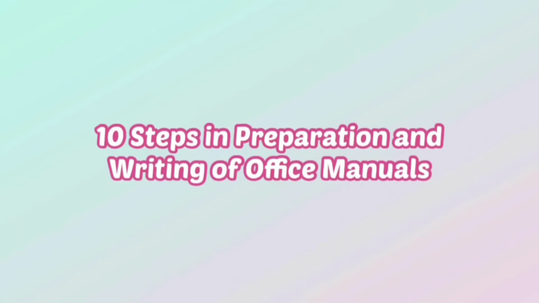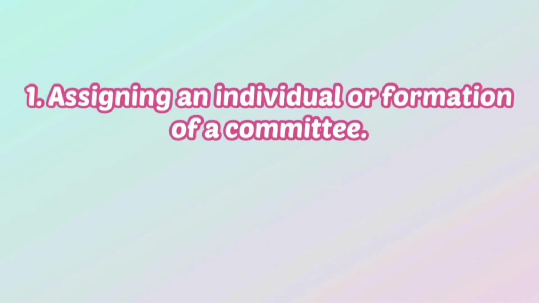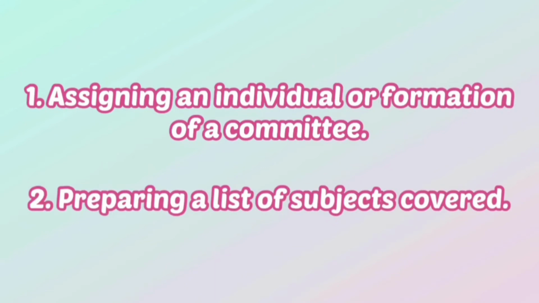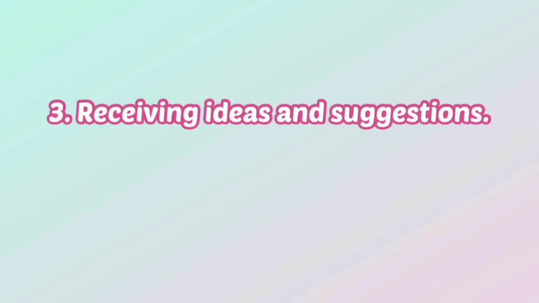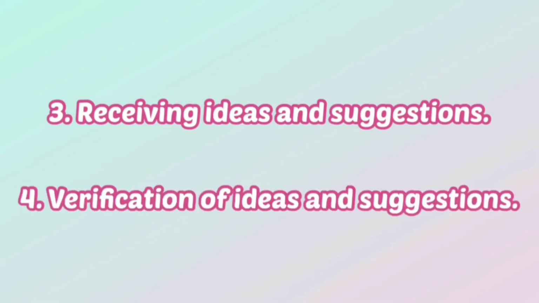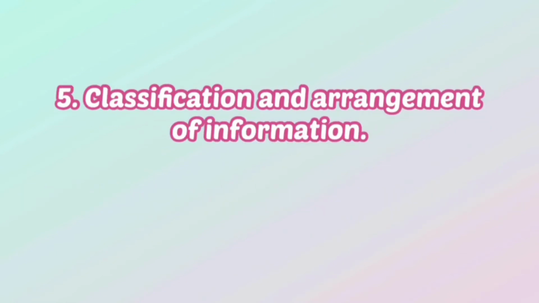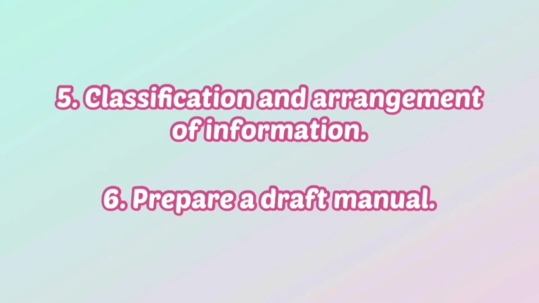The 10 steps in preparation and writing of office manuals. A standard and an orderly procedure should be followed while preparing office manuals. First, assigning an individual or formation of a committee. Second, preparing the list of subjects covered. Third, receiving ideas and suggestions. Fourth, verification of ideas and suggestions. Fifth, classification and arrangement of information. Sixth, preparing a draft manual.